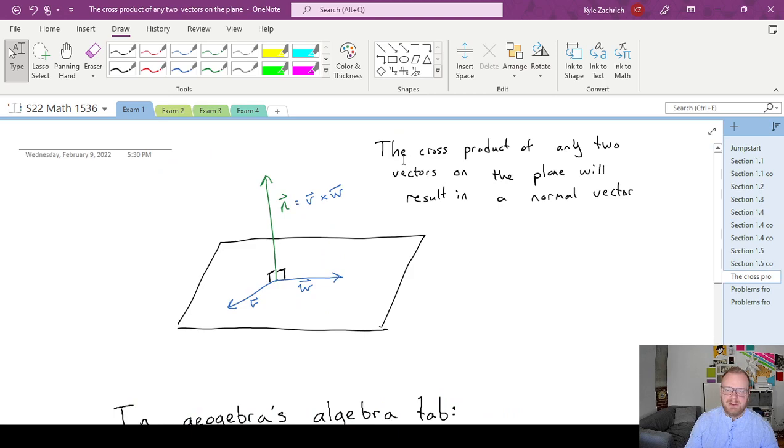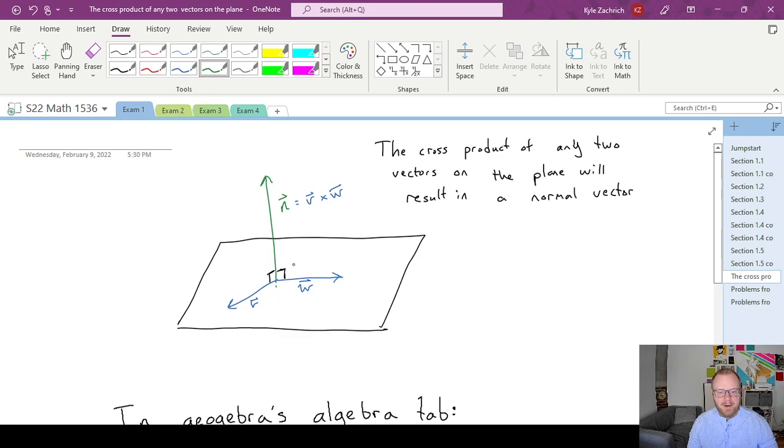So we can say in general, the cross product of any two vectors on the plane will result in a normal vector, and we'll be using that idea a lot in here. So two vectors on the plane, cross product gives us a normal vector. One note to make about this is you might get instead this normal vector here, depending on which vectors on the plane you use, but you'll always get a normal vector, something that you can use to define the plane.